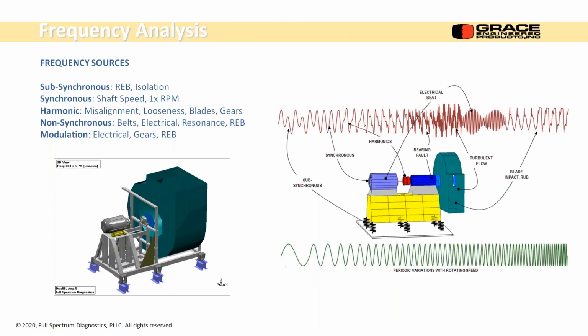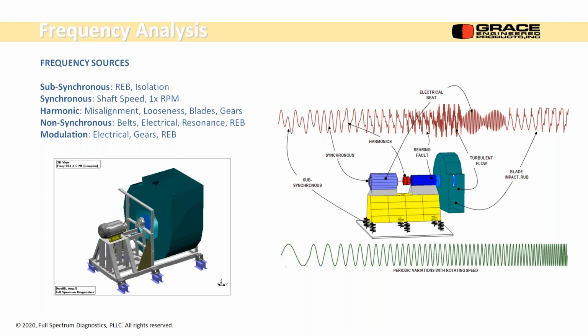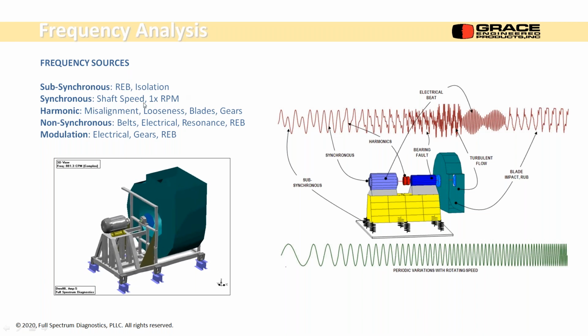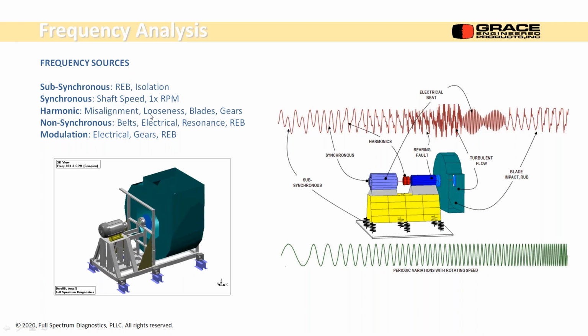There's a lot of sources, when you think about it. I have a direct coupled center hung fan and overhung fan over here, but same deal. Sub-synchronous frequencies: the rolling element bearings can cause sub-synchronous. The isolation system, the springs that the structure's on, can bounce and cause a low frequency vibration that's sub-synchronous. Synchronous is shaft speed, turning speed of the shaft. Harmonics are from misalignment, looseness, blades and gears. Non-synchronous frequencies come out as belt frequencies, electrical resonance and rolling element bearings, and modulation comes from electrical problems, gears, and bearing problems.